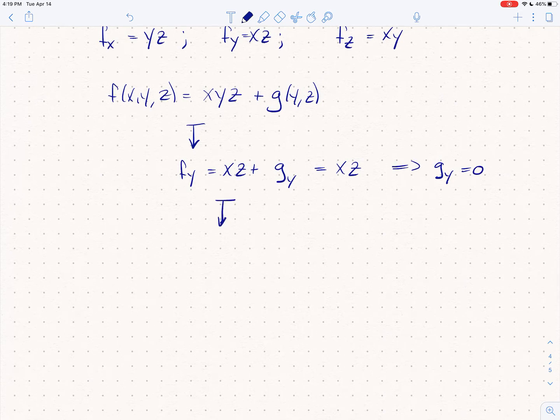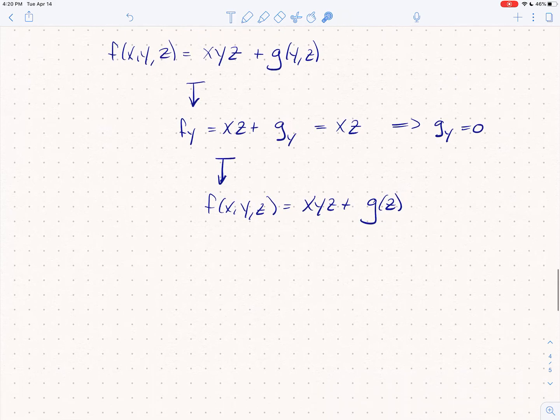And so now I'm going to rewrite my f. I now know something more about f of xyz. It's xyz plus my function g, which is no longer a function of y. It's just a function of z. Maybe it's just a constant. We don't know.